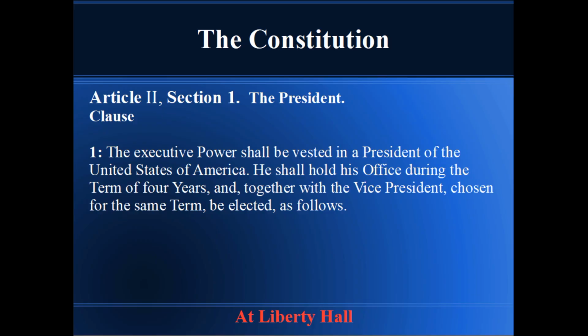Article 2, Section 1. The President. Clause 1. The executive power shall be vested in a President of the United States of America. He shall hold his office during the term of 4 years, and, together with the Vice President, chosen for the same term, be elected, as follows.